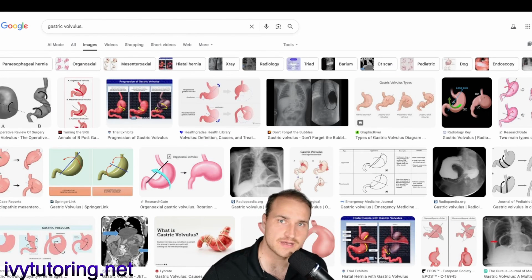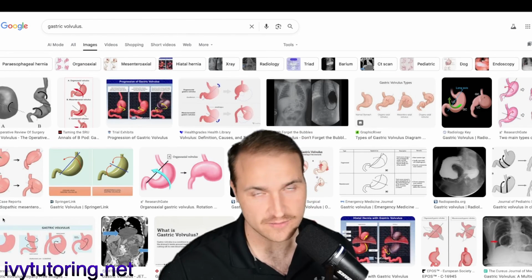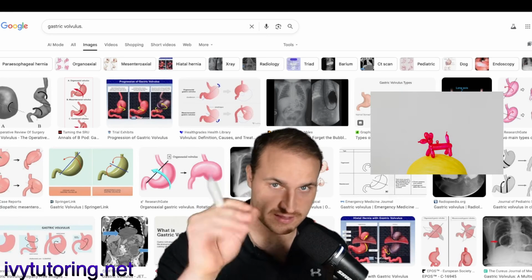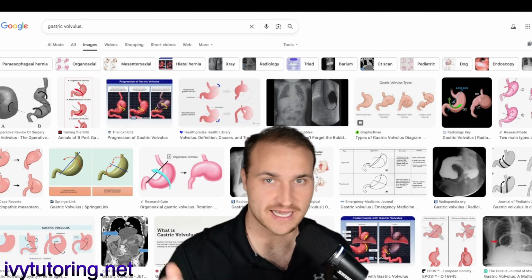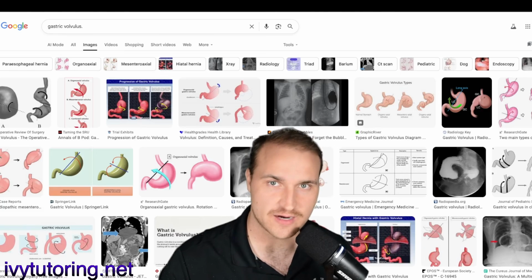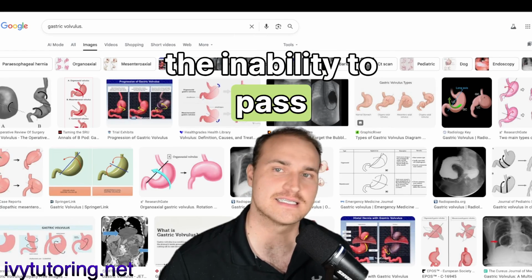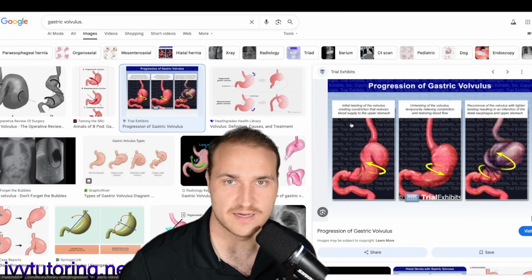So when the stomach rotates on itself, it causes a rare and life-threatening emergency called gastric volvulus. You should think about it like a twisted balloon. The air and the contents just can't escape. And so you get what's called Borchardt's triad. You have epigastric pain, dry heaving, and the inability to pass an NG tube. So there's that twisting and inability to pass.